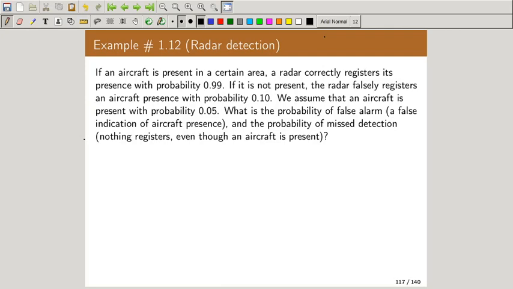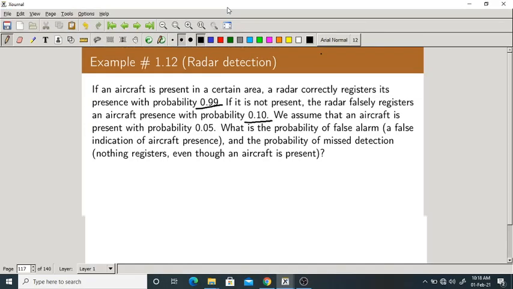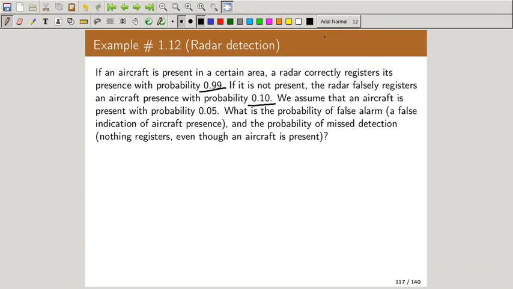If an aircraft is present in a certain area, a radar correctly registers its presence with a probability of 0.99. Please remember, if there is an aircraft, the radar will register its presence with a probability of 0.99, very high probability. If it is not present, the radar falsely registers an aircraft's presence with a probability of 0.10. We assume that an aircraft is present with a probability of 0.05. What is the probability of a false alarm?